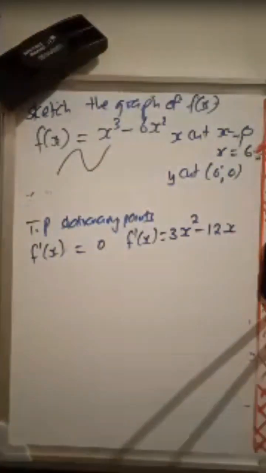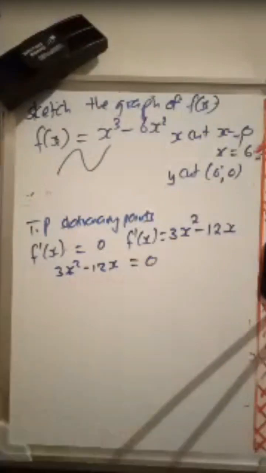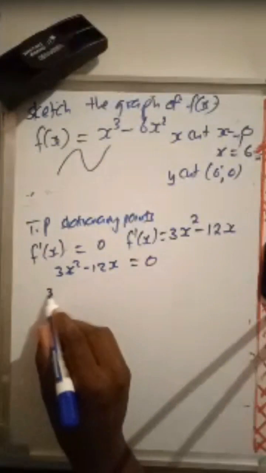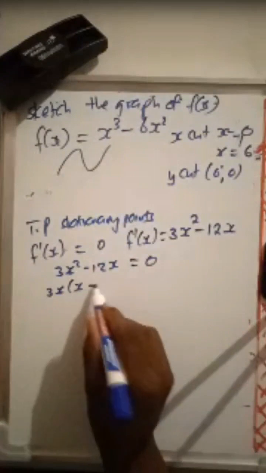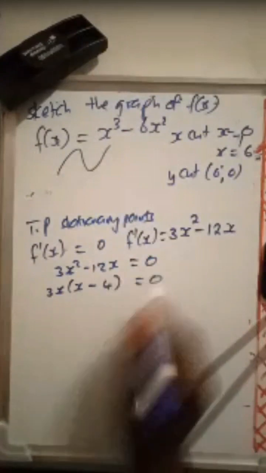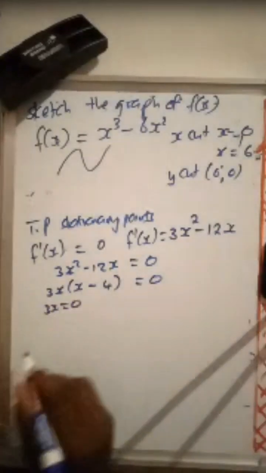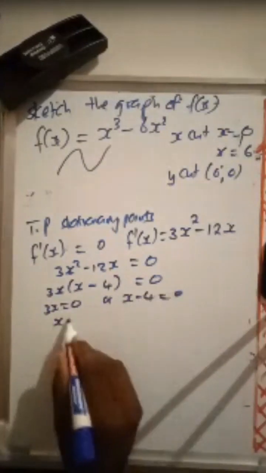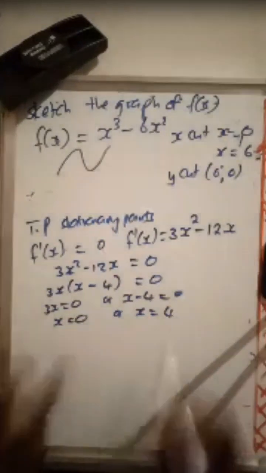Okay, so it means 3x squared minus 12x is equal to 0. This one is simple to solve. We factor out 3x, that's the common factor. Then we get x minus 4 is equal to 0. So it's either 3x is equal to 0 or x minus 4 is equal to 0. So x is equal to 0 or x is equal to 4. So these are our stationary points. So we want the y values.